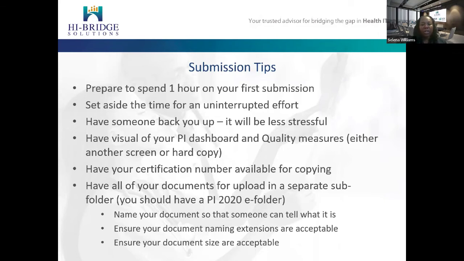Have your certification number available for copying. Have all your documents for upload in a separate subfolder. You have a PI 2021 folder. Make sure, in case you're audited, that you have a folder with all your 2021 documentation requirements, your exclusions, in case you would need to access that in the future.